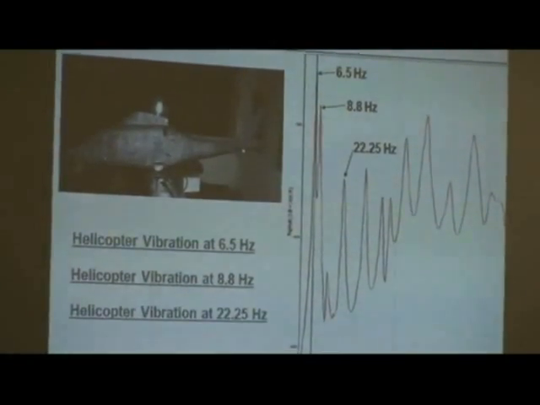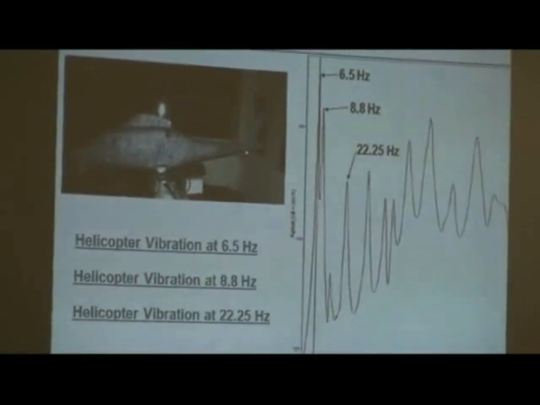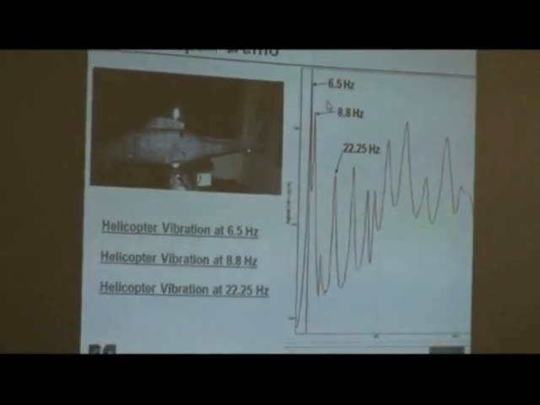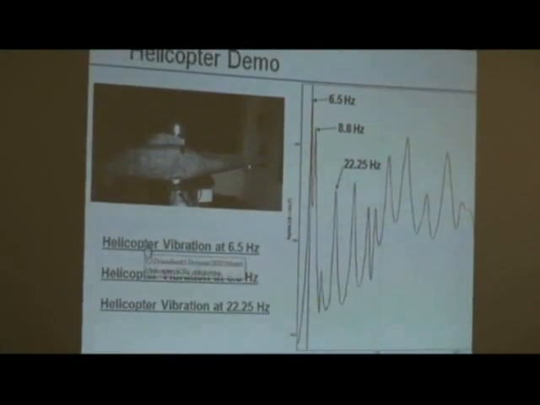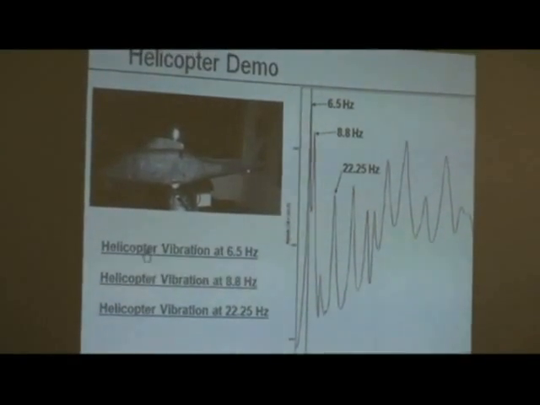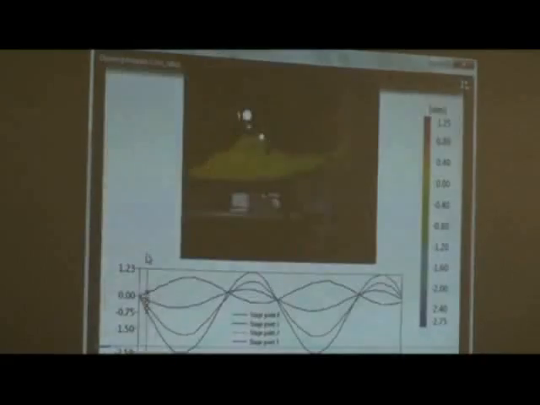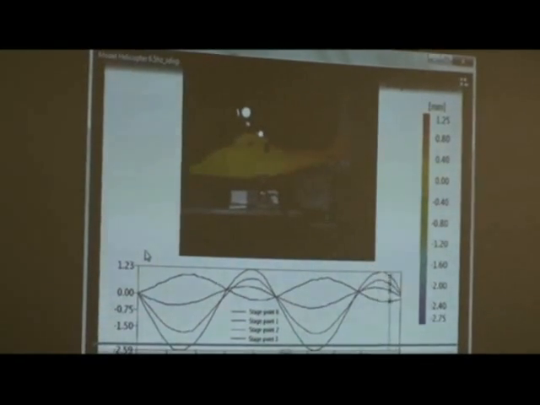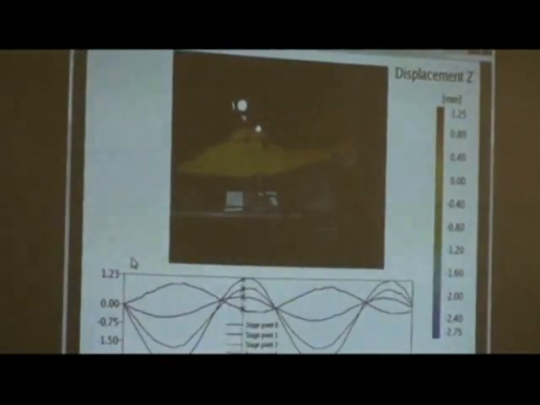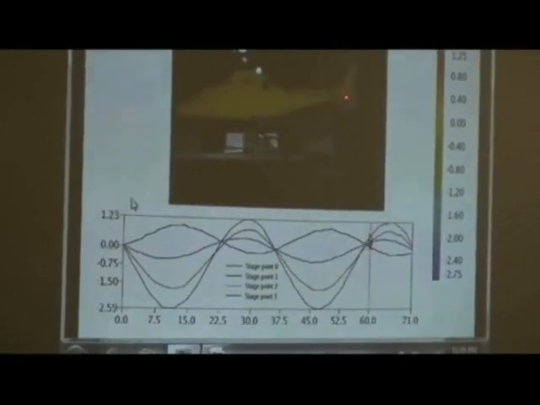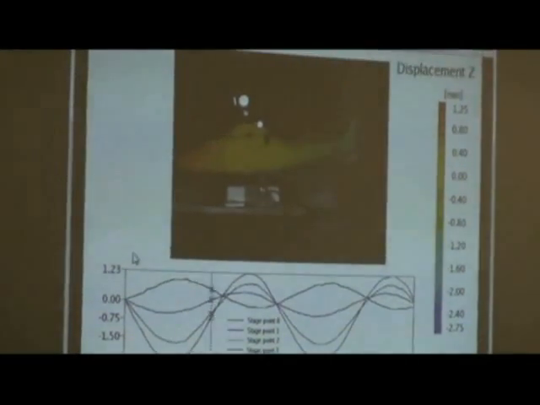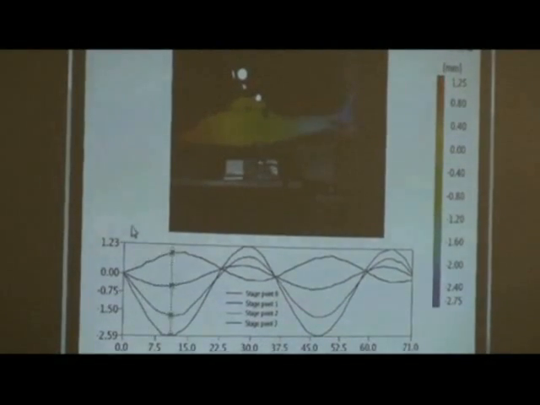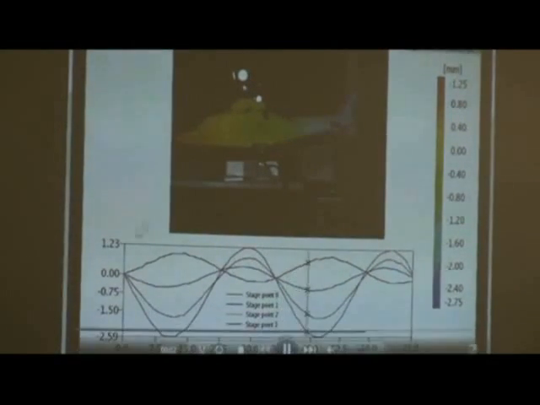This is a small helicopter model that we had in the lab, and what we're going to do is look at the three first peaks: 6.5 hertz, 8.8, and 22.5 hertz. So let's take a look at how it vibrates. Here's the first mode. What's showing here is that this is red, that's blue, this is red, that's blue, etc. This is what's called the rigid body mode of that helicopter. So it's basically moving back and forth like this.